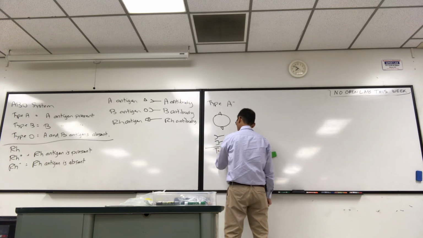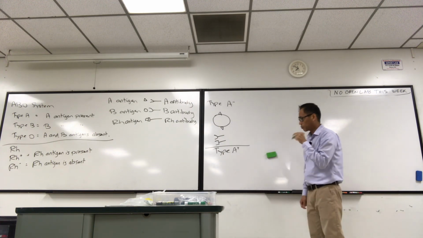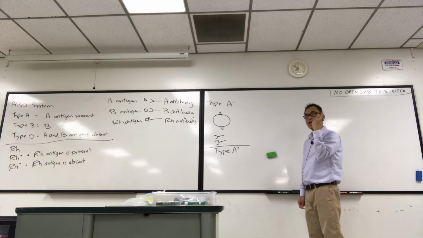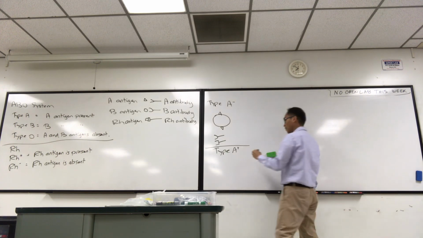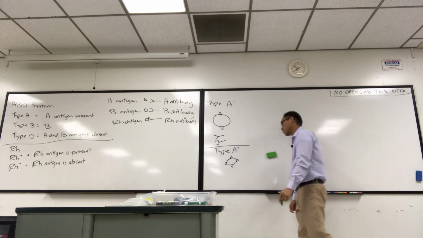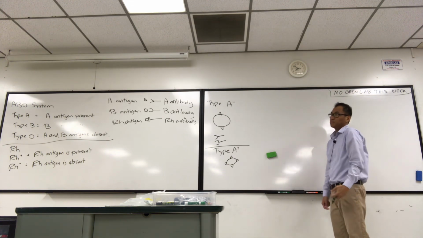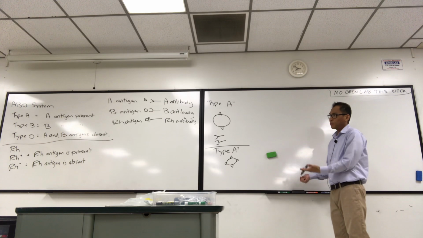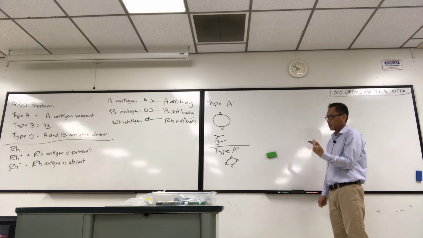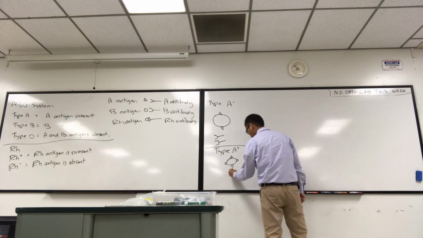So that having been said, type A positive. Which two antigens are present? A and RH on the RBC. So then which antibody should they have? Probably the one against B. B antibody, so I'll just draw that.